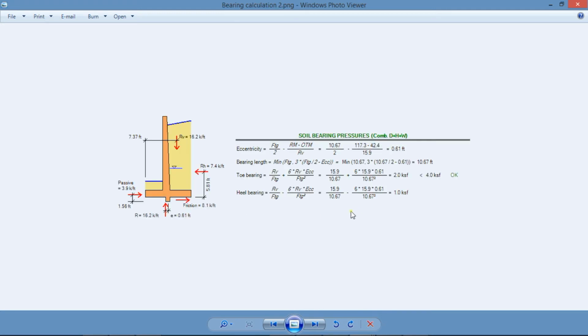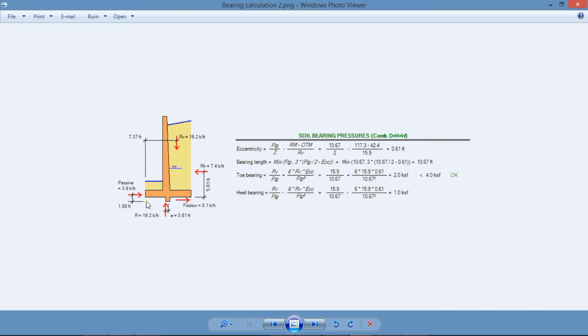This is an example that I prepared in ASDIP RETAIN. Here we can see the vertical loads, the resultant vertical and the resultant horizontal. Also the friction force at the bottom, the reaction here, and finally the passive pressure at the front of the wall. So here we can see the calculation of the eccentricity, which is based on the formulas we discussed before. So the eccentricity is 0.61 feet. If we divide the length of the footing, then 6.7 over 6 is about 1.78. Therefore, the eccentricity is less than L over 6. So the first formula that we discussed is applicable here.